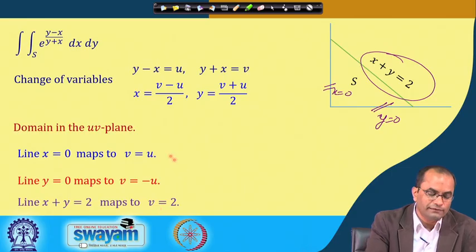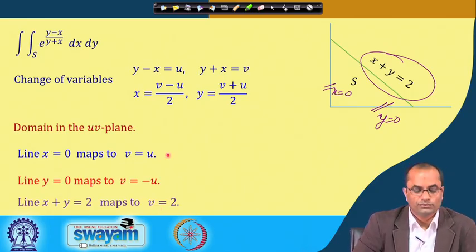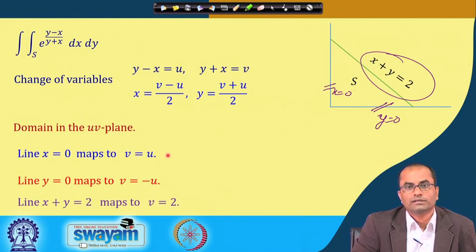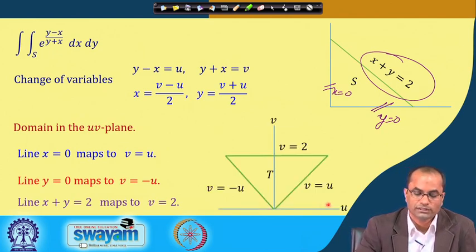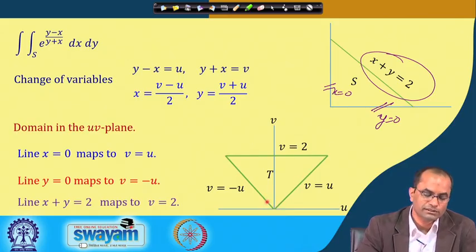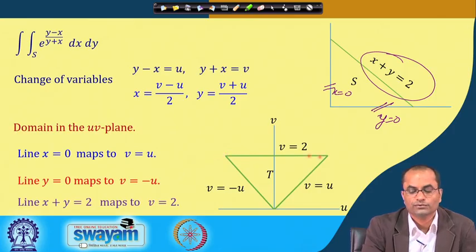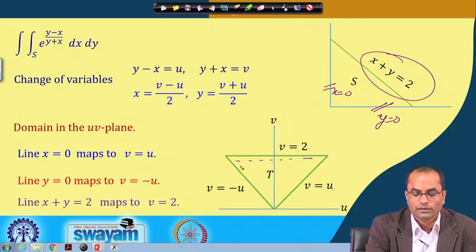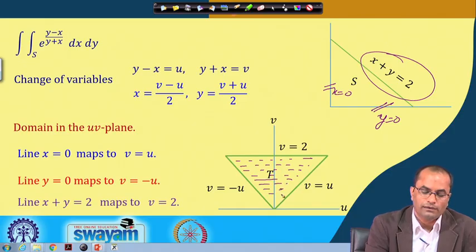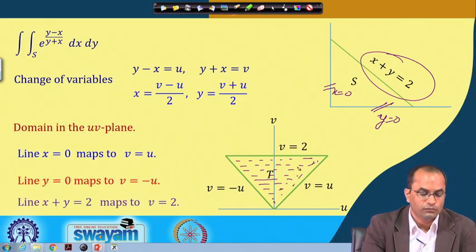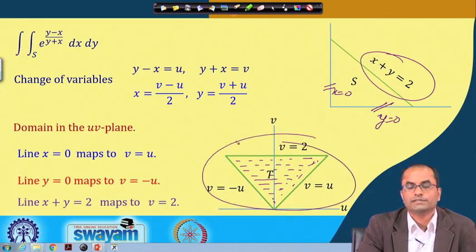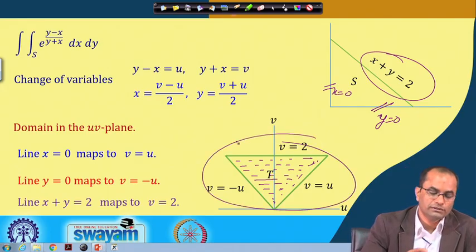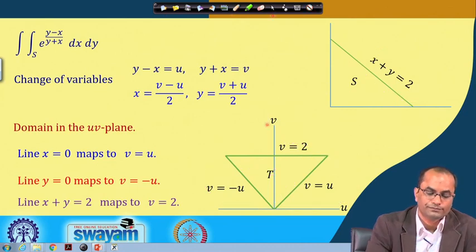So, with these three, v is equal to u and v is equal to minus u, v is equal to 2, we can construct the new domain. So, this is in terms of v and u. We have v is equal to u line, we have v is equal to minus u line, and then v is equal to 2 line. So, this region now is the new one for our integration. Okay, so now we can evaluate the new limits based on this new region in terms of u and v.